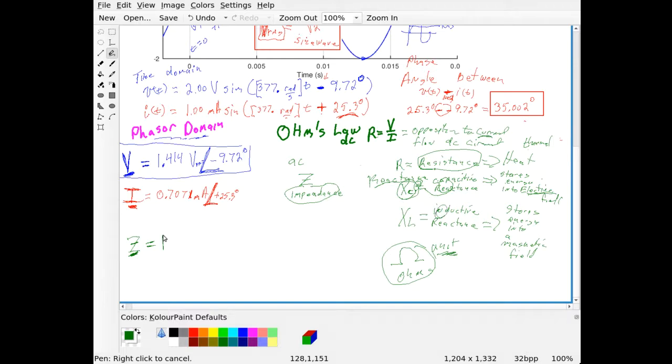Still waiting on the software to catch up to me here. So the resistance plus J, I'll get back to J here in a minute, plus the inductive reactance minus the capacitive reactance. Okay.